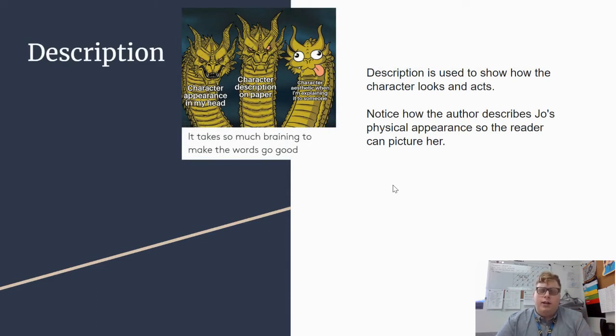Think about your favorite character again, the one you wrote down in your guided notes earlier. Try your best to describe what they look like and how they act, and write that down in your guided notes. Let's look at this example.